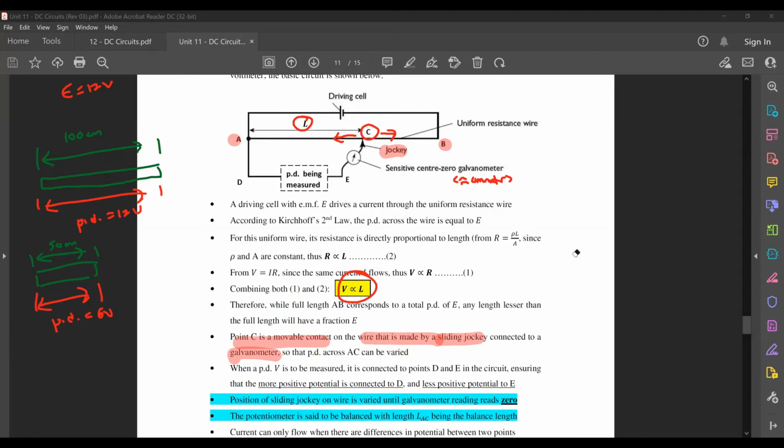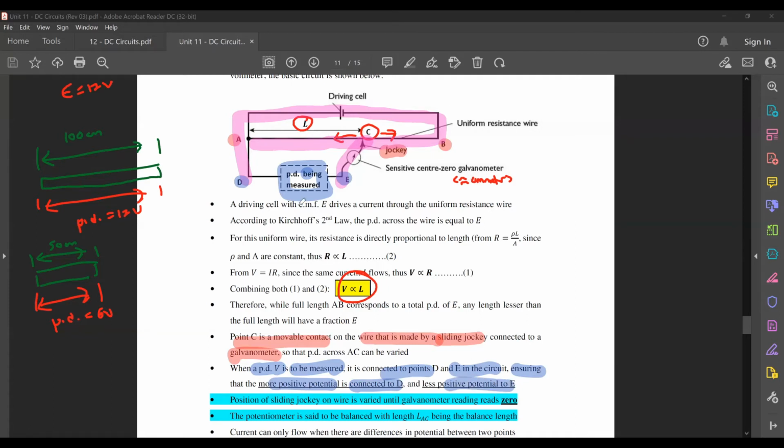Okay, so now we go to the part where we talk about the PD to be measured. Just now I told you that your potentiometer is this pink colored section here. When you want to measure a PD, it is this portion here, right? So right now you have a PD V that is to be measured. You connect it to points D and E in the circuit, ensuring that the more positive potential is connected to D and the less positive potential is connected to E.